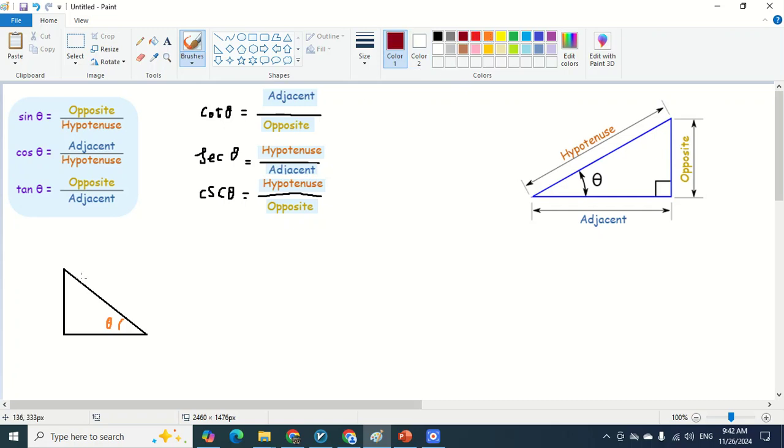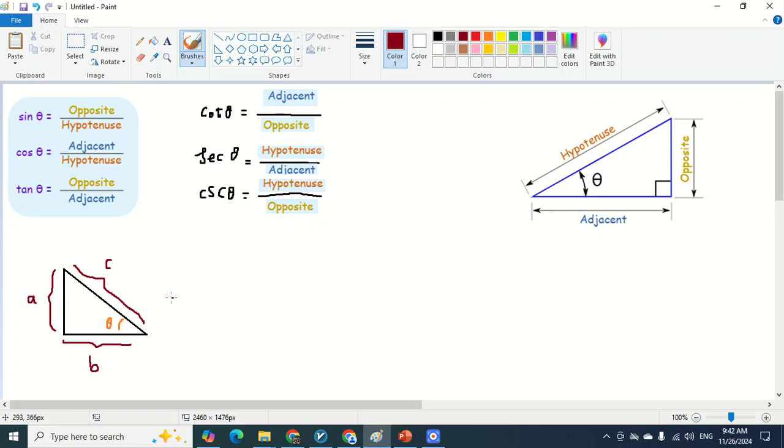It means that if this side is given, for example, by the value of A, the hypotenuse by the value of C, and the other side, the adjacent of that theta, is given by B, then this ratio is the same as the ratio that we defined for the bigger triangle.